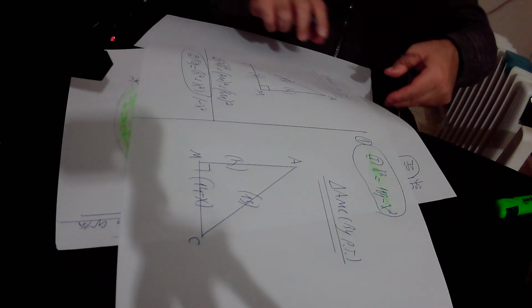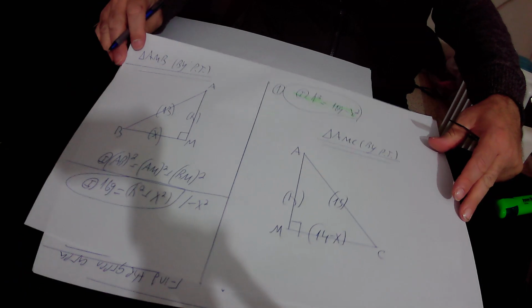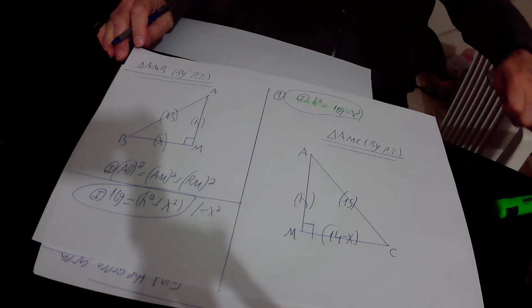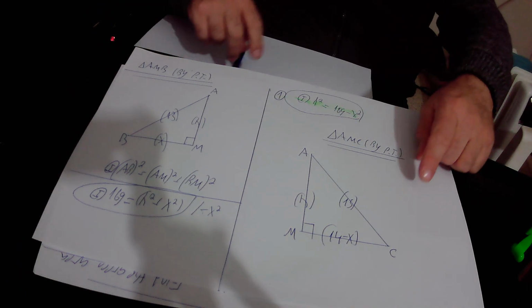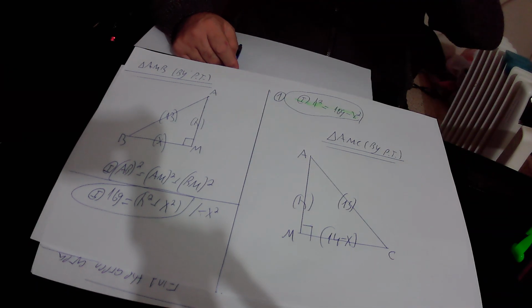So actually, this is the right triangle AMC that I copied from the original drawing. AM equals H according to our definition. We have already found out that MC equals 14 minus X and AC equals 15 units, according to what is given in the question.